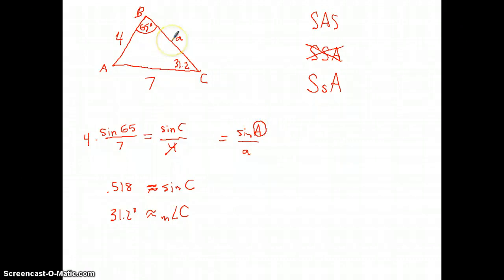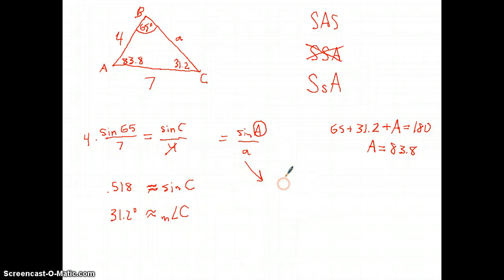If I have a 65 and a 31.2, I know the three angles have to add to 180, so I can actually figure that out. This angle turns out to be, if I take 65 plus 31.2 plus A equals 180 in a triangle. I know that A then is going to have to be 83.8. Great. So I can figure that out.